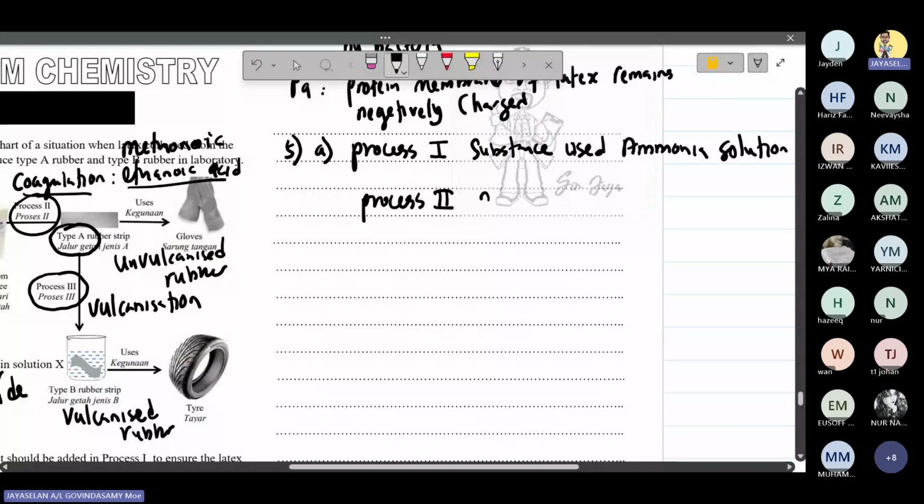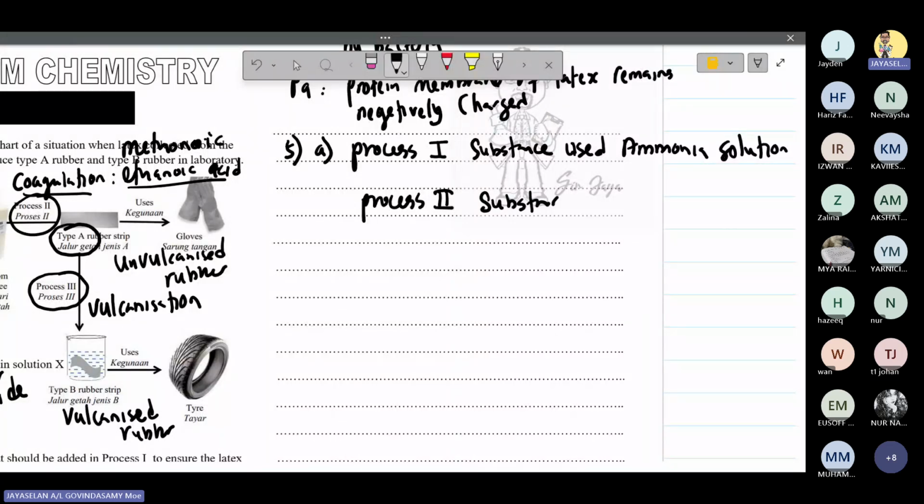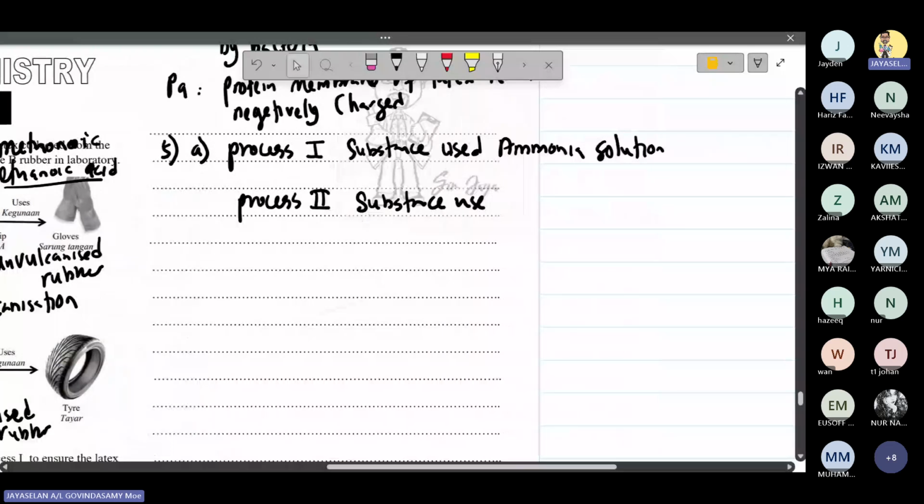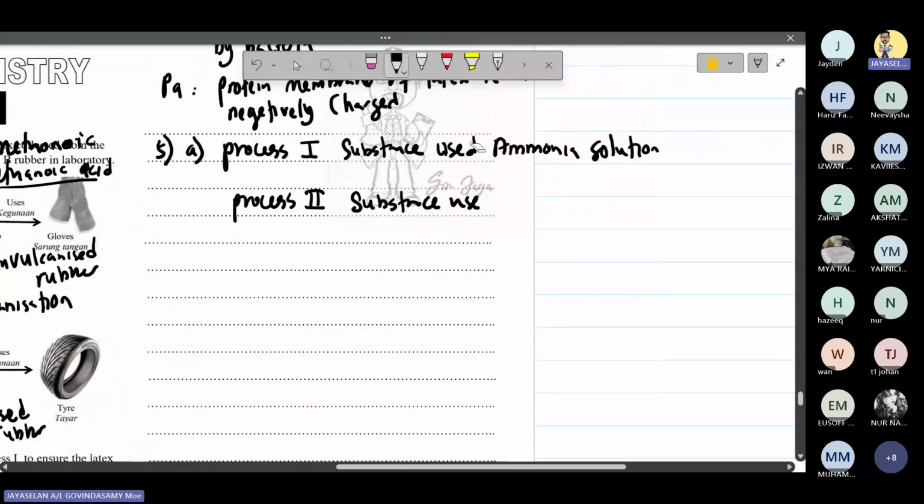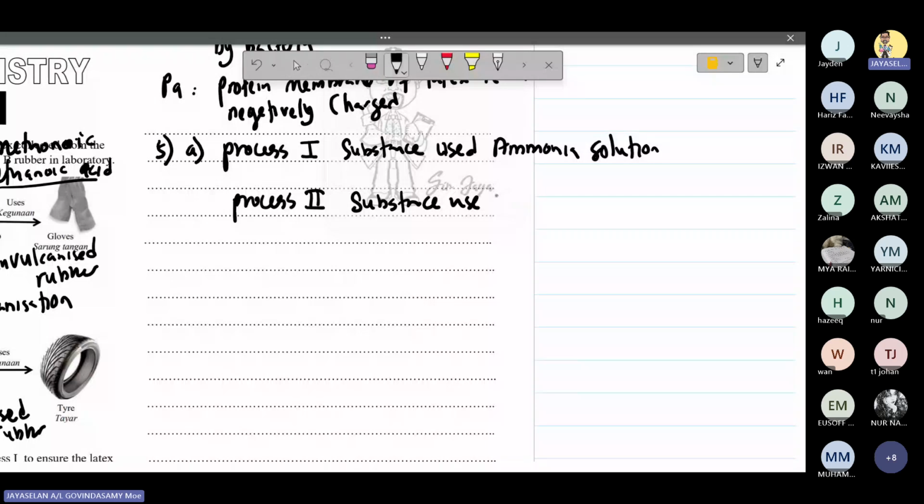They add what? The substance. The substance used, you can use methanoic acid or ethanoic acid. So I use methanoic acid lah sebab ada glove kan. So I put here methanoic acid. Once add methanoic acid, it will turn into solid. Okay, so saya dah dapat 2 markah.